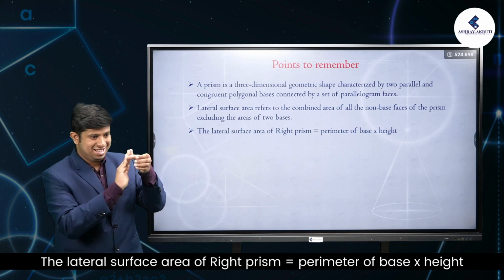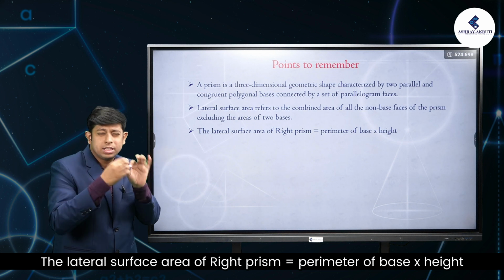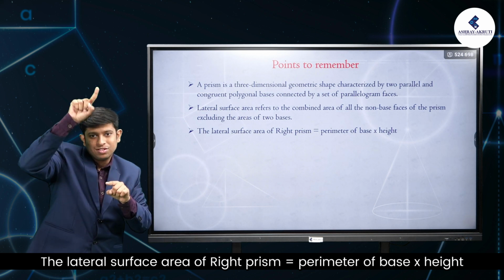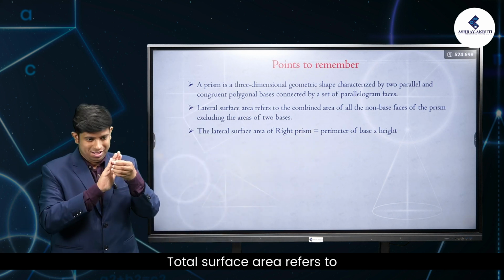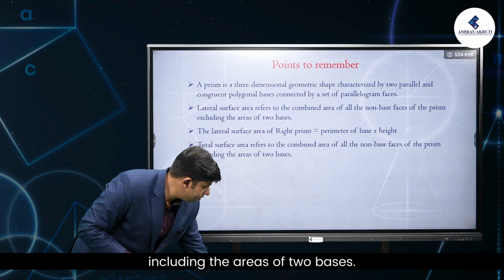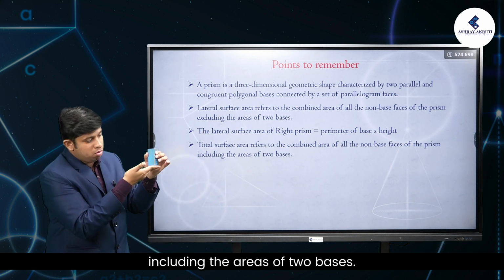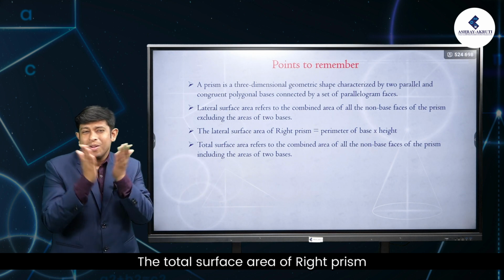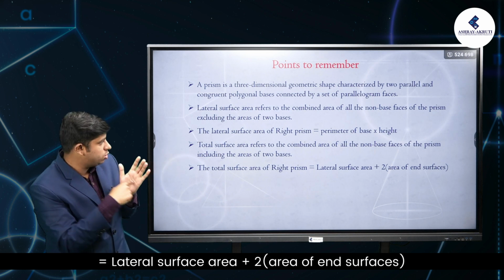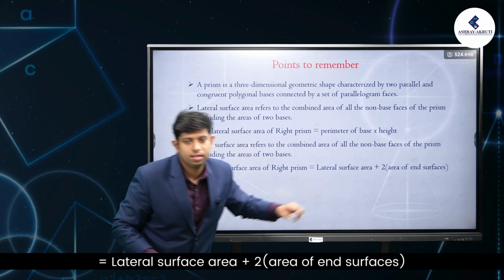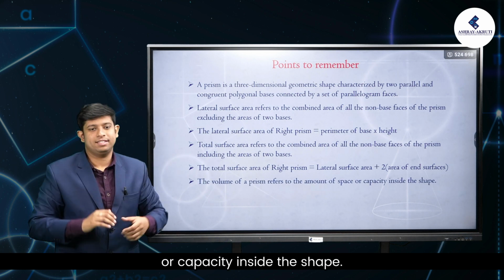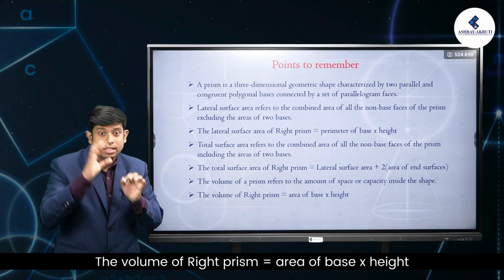The lateral surface area of right prism is equal to perimeter of base into height. Total surface area refers to the combined area of all the non-base faces of the prism including the areas of two bases. Total surface area of right prism is equal to lateral surface area plus 2 times the area of end surfaces. The volume of a prism refers to the amount of space or capacity inside the shape. Volume of right prism is equal to area of base into height.